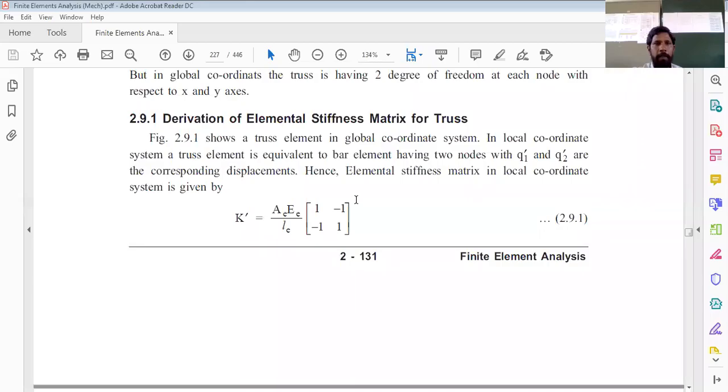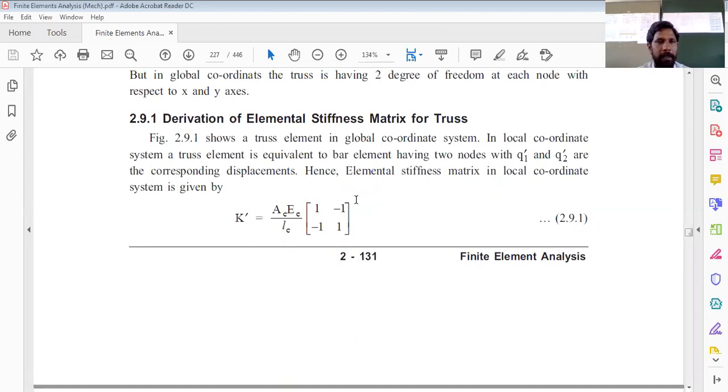Hello everyone. Let us discuss the analysis of trusses today. I have already discussed the stiffness matrix of truss. Let us review it. So, a truss is a one-dimensional element.